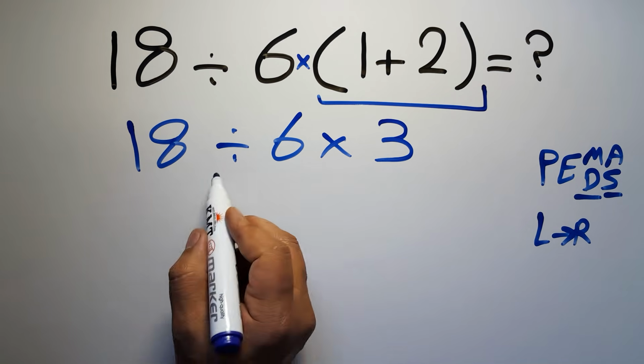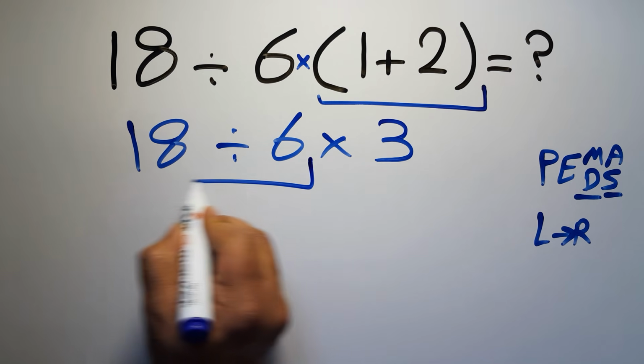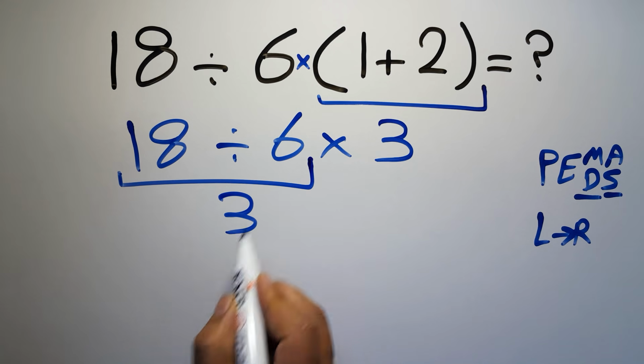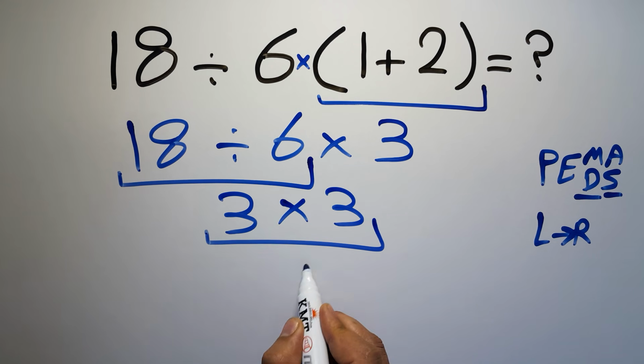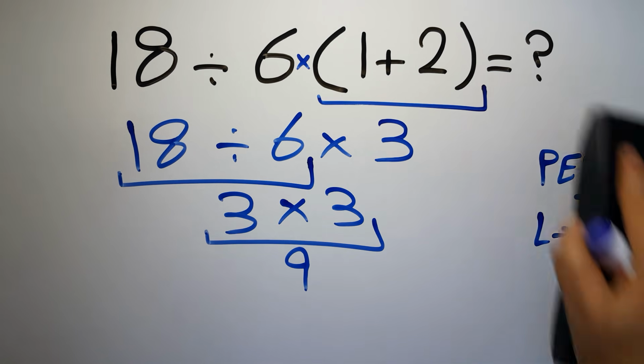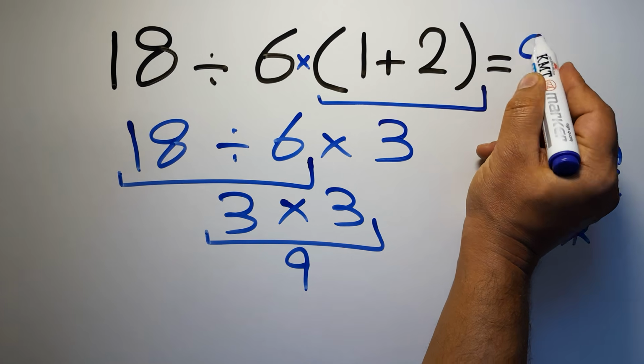So here, first we have to do this division. 18 divided by 6 gives us 3. So 3 times 3, which equals 9. And this is our final answer to this problem. The correct answer is 9.